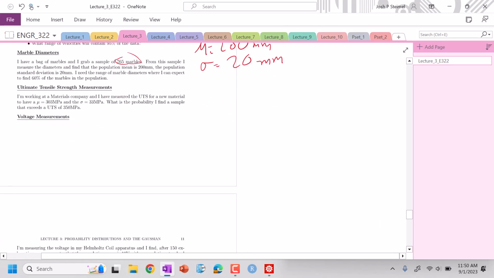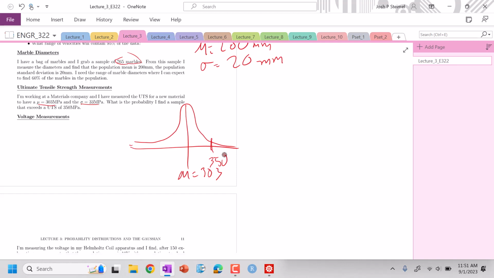Excellent. Now, working at a materials company, we measure the UTS. We have this, we have this. What is the probability that I find a sample that exceeds a UTS of 350 megapascals? So if we want to draw this schematically, here's going to be our mu equals 303. So we have our Gaussian distribution, and this is our value of 350. So it's to the right.